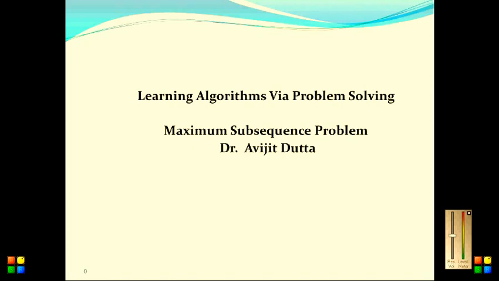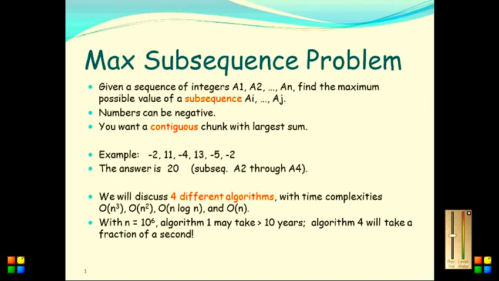The first problem that we are targeting is the maximum subsequence problem. Let's define the problem. Given a sequence of integers a1 through an, the objective is to find the maximum possible value of a subsequence ai through aj. The list of integers will contain at least one positive number. However, it can have 0 or more negative numbers. And the solution should be the sum, which is maximum for all possible contiguous chunks.